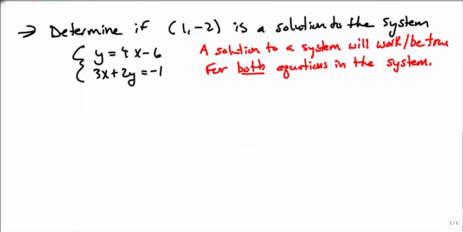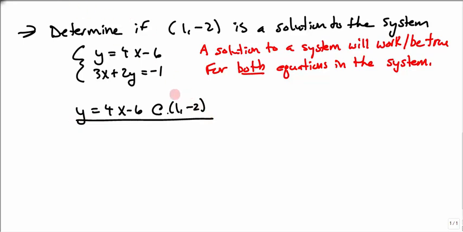Okay, so let's go ahead and check y = 4x - 6 first. Let's check this at (1, -2). Okay, so y would be -2. The equal sign I don't know about if that's true or not. x is 1, minus 6. So -2 = 4 - 6. -2 = -2.